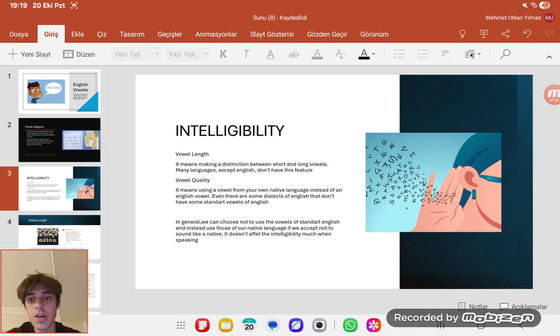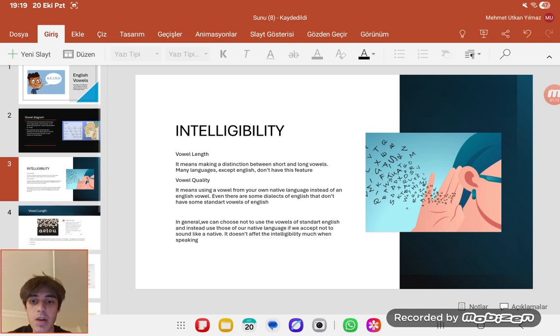Intelligibility, vowel length. It means making a distinction between short and long vowels. Many languages, except English, do not have this feature. Vowel quality. It means using a vowel from your own native language instead of an English vowel. Even some dialects of English don't have some standard vowels of English.